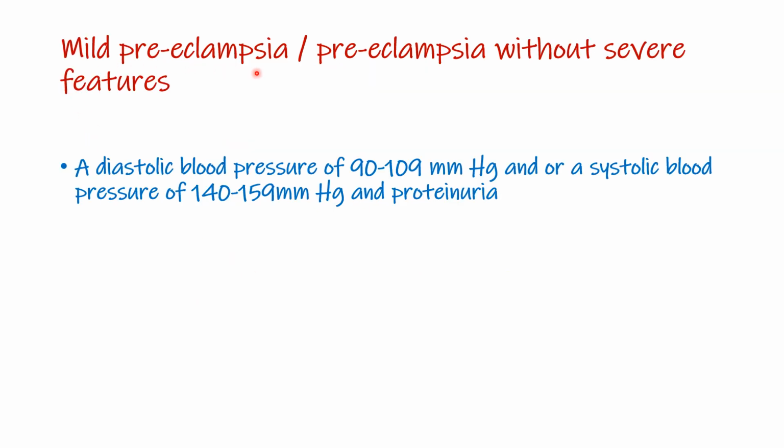So mild preeclampsia or preeclampsia without severe features is when you have a diastolic pressure of 90 to 109 millimeters of mercury, or a systolic blood pressure of 140 to 159 millimeters of mercury with proteinuria. So I hope you have gotten that. The ranges, that is 90 to 109, 140 to 159. So if it goes beyond that, then that is called severe preeclampsia, or preeclampsia with severe features.